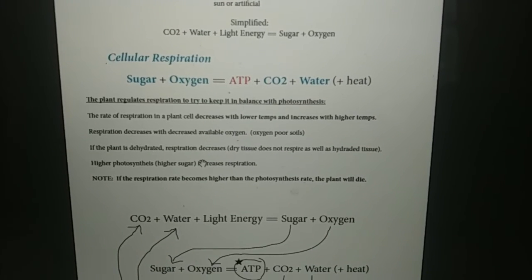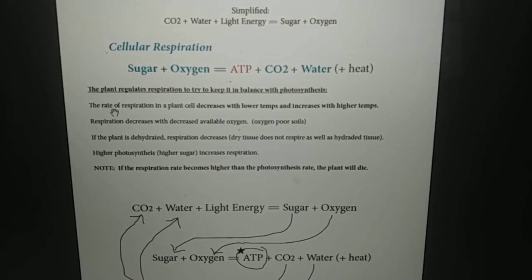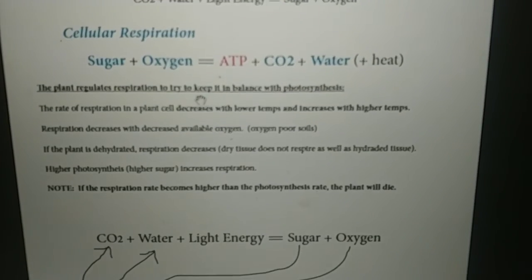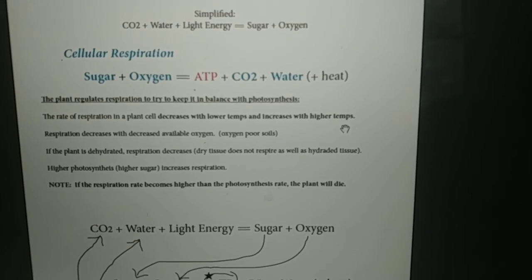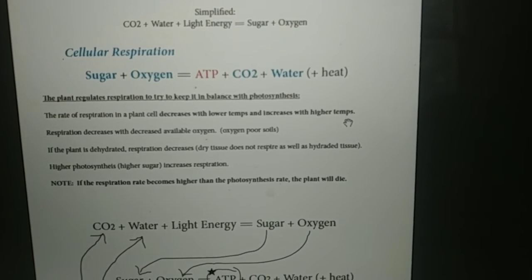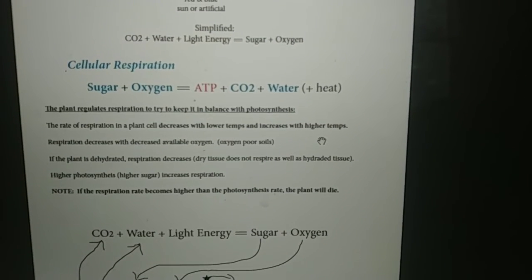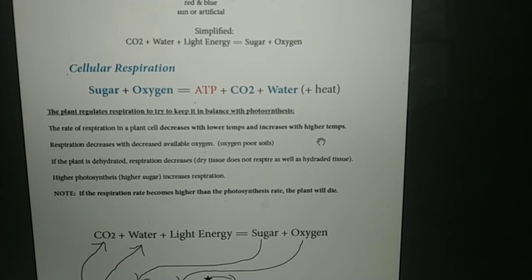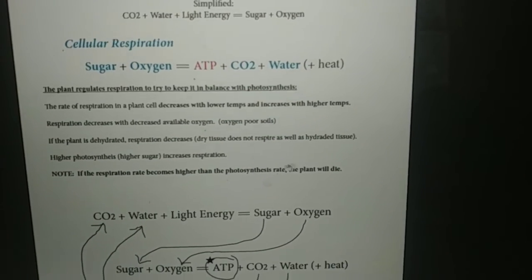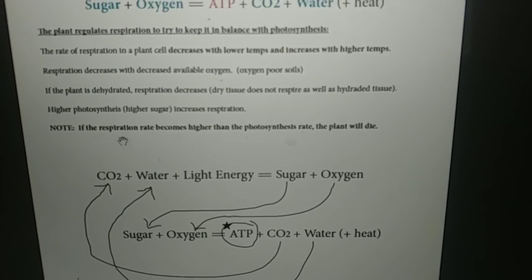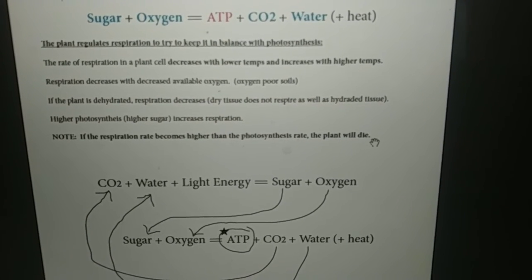All right. So a couple of notes here that I really want you to know is that the rate of respiration in a plant increases with higher temperatures. I don't know if this is really coming across as clear as I want it to. Just like you, if you're running outside and it's hot, you're going to start breathing heavier, same as the plant.